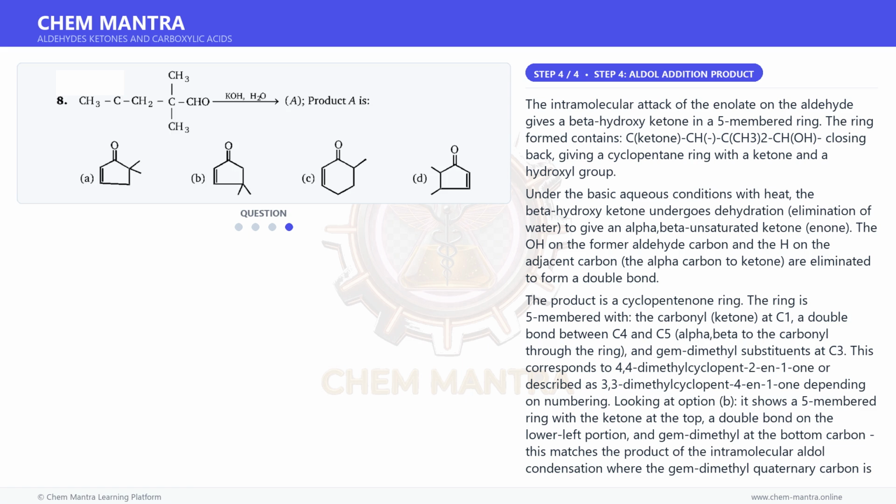Option A has gem-dimethyl adjacent to the carbonyl, C2 position, which would require the quaternary carbon to be alpha to the ketone, not consistent with the connectivity. Option C is a 6-membered ring product, but the chain length only supports a 5-membered ring cyclization. Option D is a 5-membered ring with only one methyl substituent, losing the gem-dimethyl pattern of the starting material.